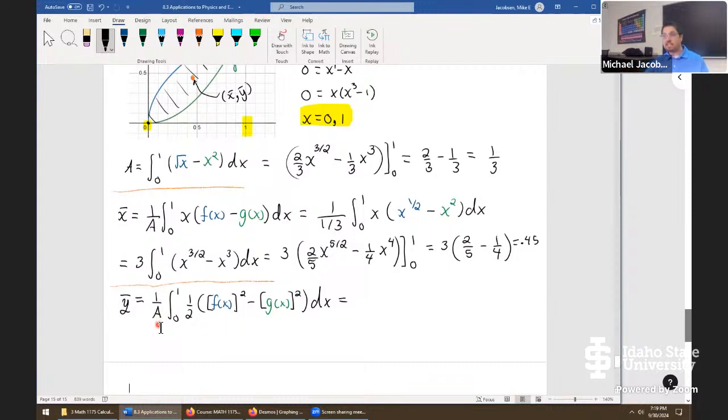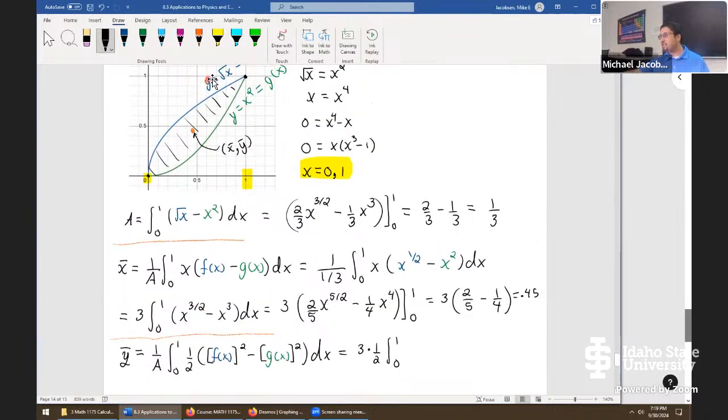First substitution is area is a third. So 1 over 1/3 just gives us back 3 like before. Before the integral sign, let's also move the 1/2 out of there so it's less of a distraction. So times a half, integrate from 0 to 1 of f of x is that thing, square root of x. So square that and you get just x.